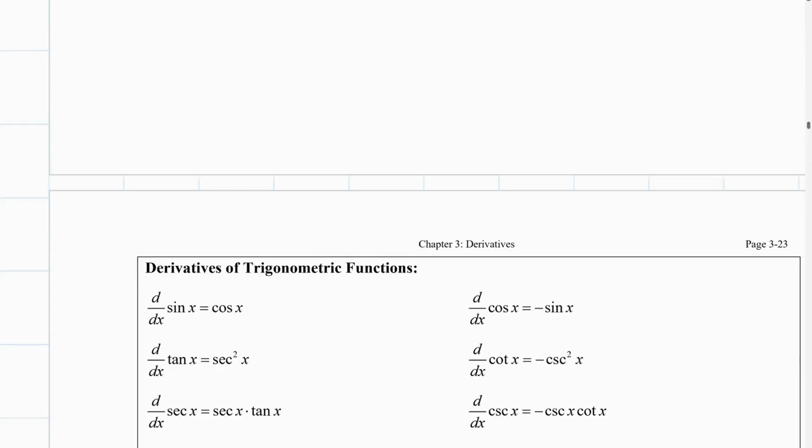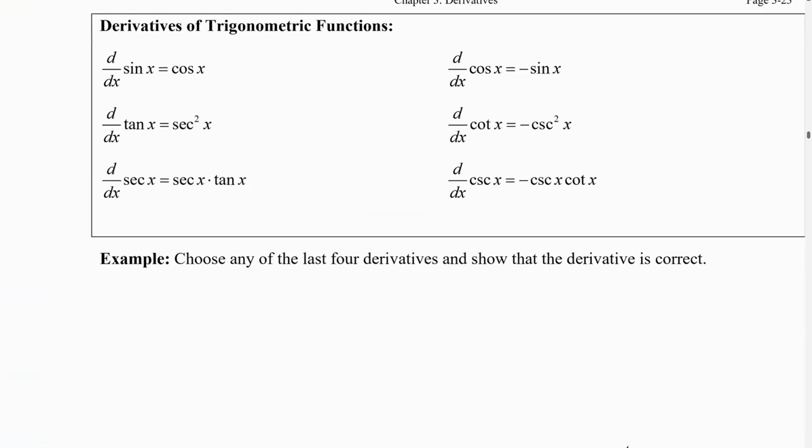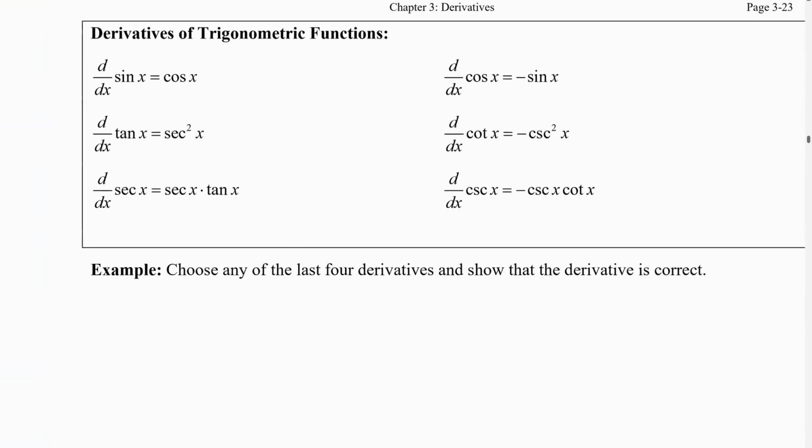All right. So here are the two that we just talked about, sine and cosine. Derivative of sine is cosine, derivative of cosine is negative sine. Now we've got 4 other trig functions and their derivatives. It so happens that if we know the first 2 rules, we can derive the other rules.